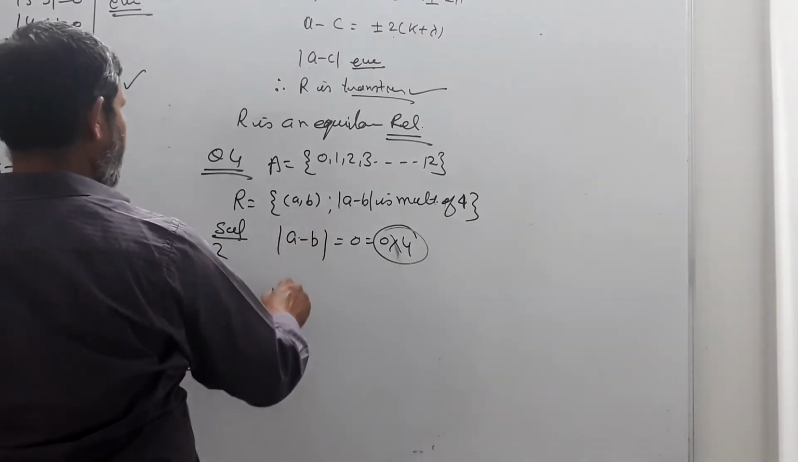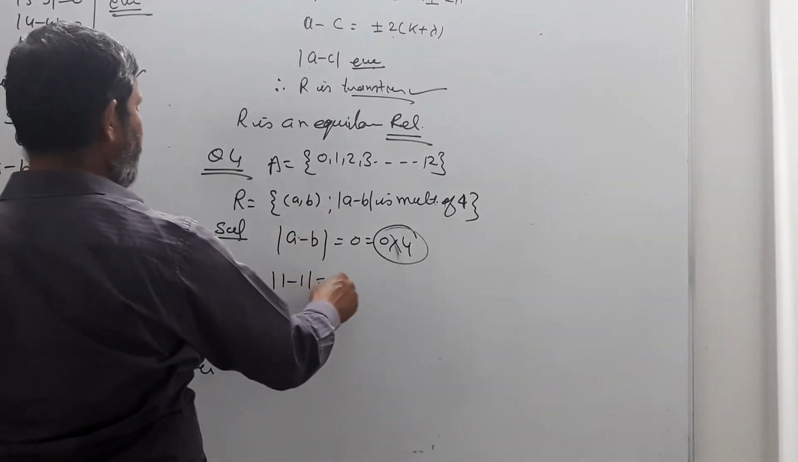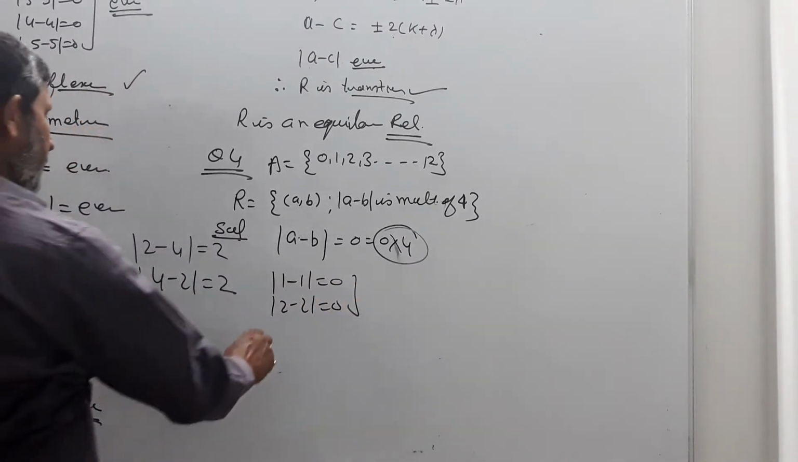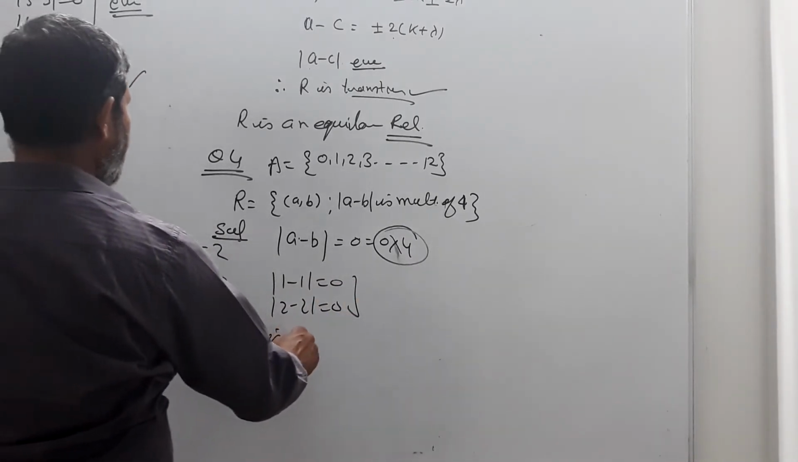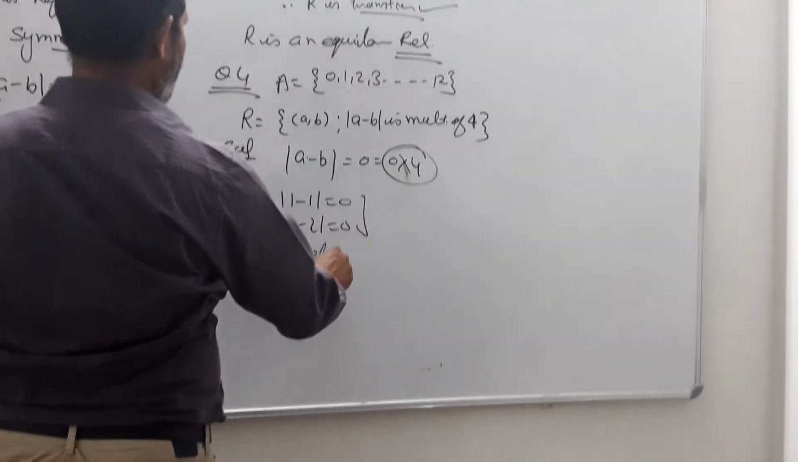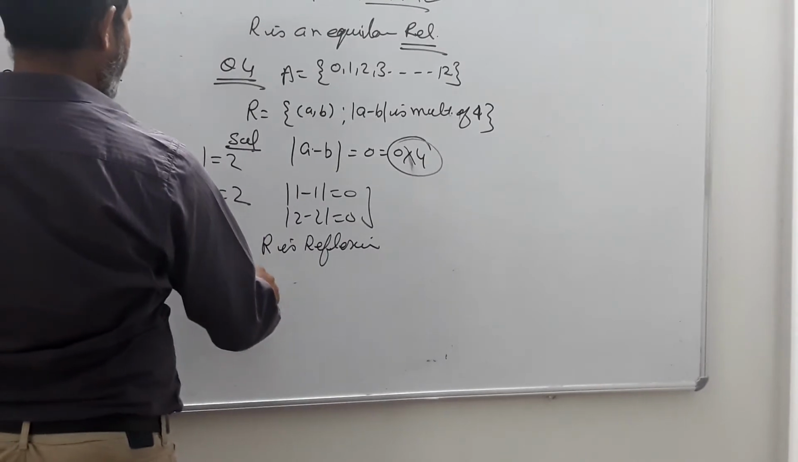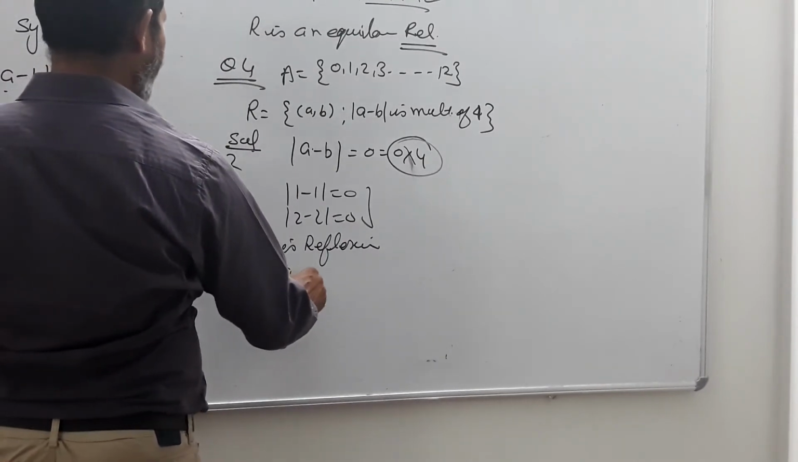Or in other words, what about 1 minus 1? 0. 2 minus 2, 0. All are multiples of 4. Therefore R is reflexive.